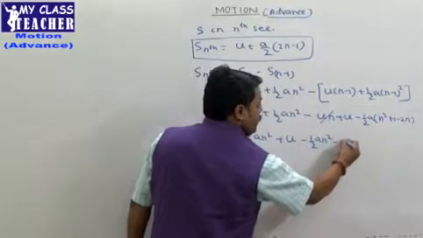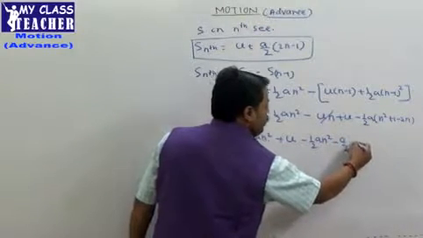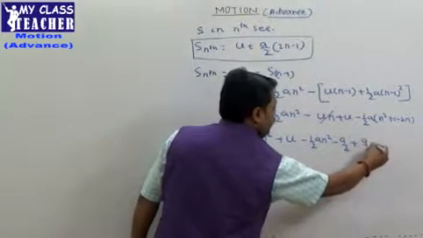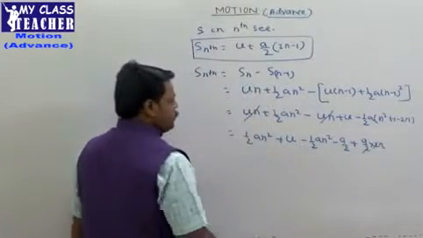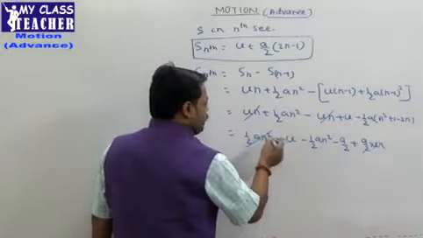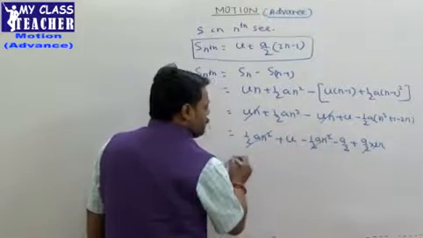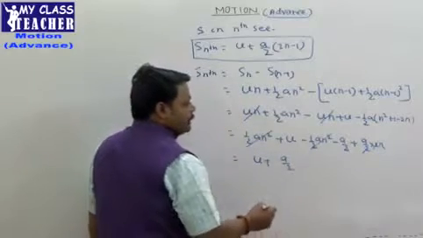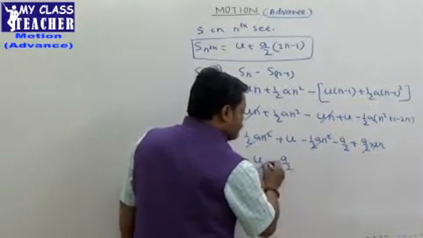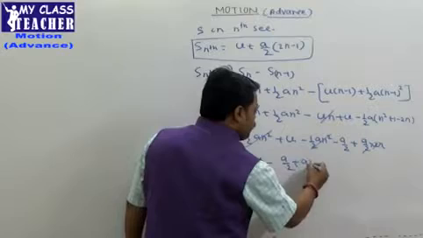Again, this is minus a by 2 and this is equal to plus a by 2 into 2n. So this 2 will cancel here. Finally, it becomes half a n square, and a n square will cancel here. This is equal to u plus a by 2, because u minus a by 2 plus a into n.